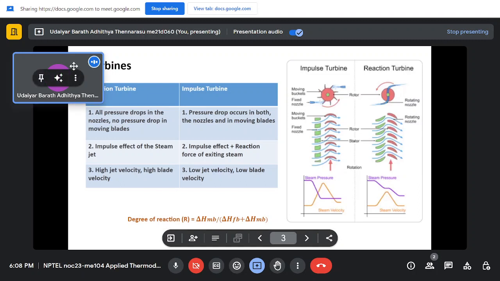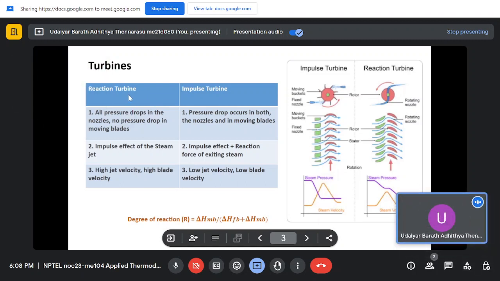And if you see a comparison, I have compared it in the table and listed out the differences. All pressure drops in the nozzles, no pressure drop in moving blades. The titles are reversed, it's impulse turbine and reaction turbine. I have written it the other way around. So all pressure drops in the nozzles, no pressure drop in moving blades is for the impulse turbine. In the reaction turbine, pressure drop occurs in both the nozzles and the moving blades.